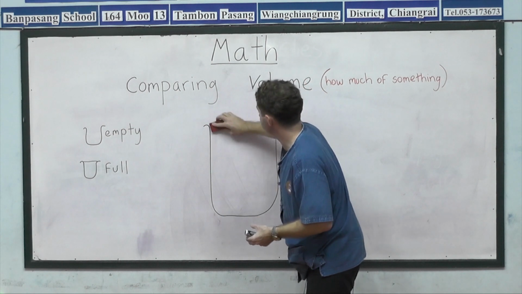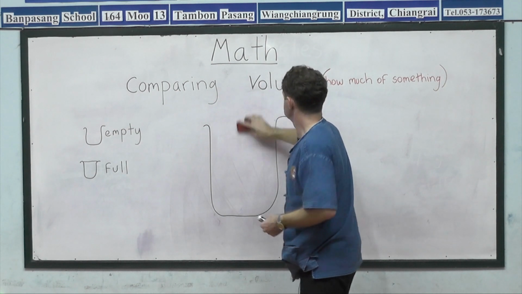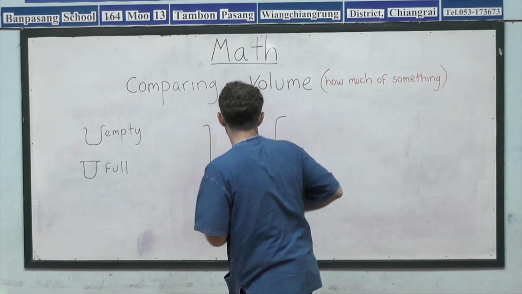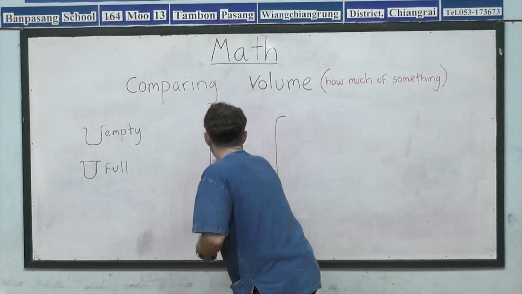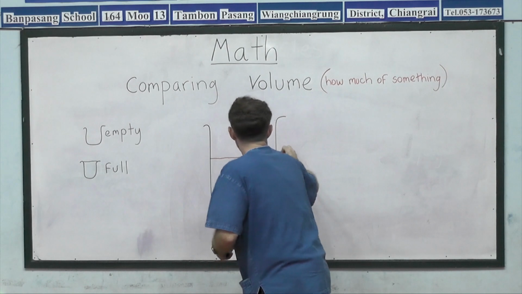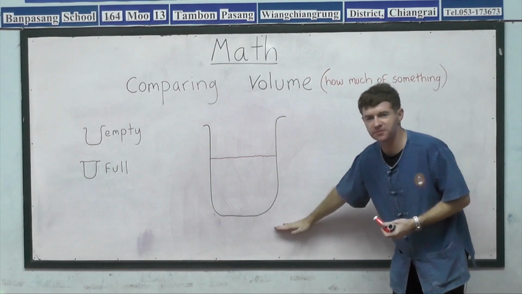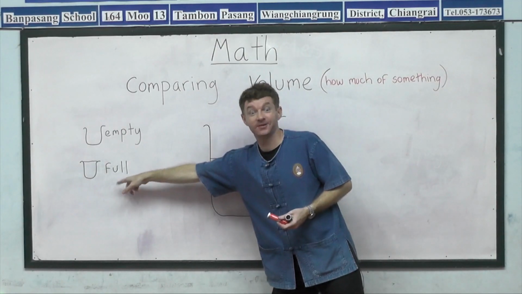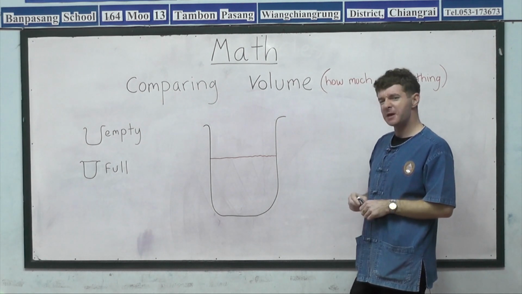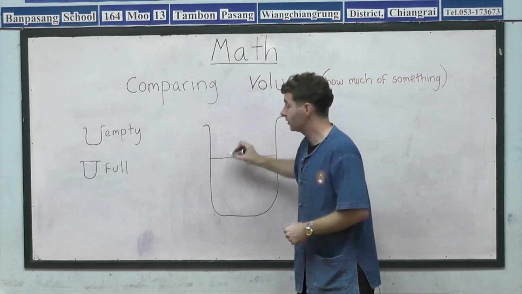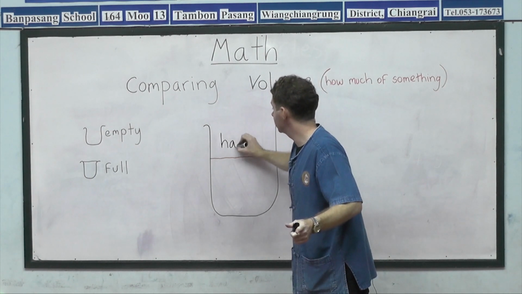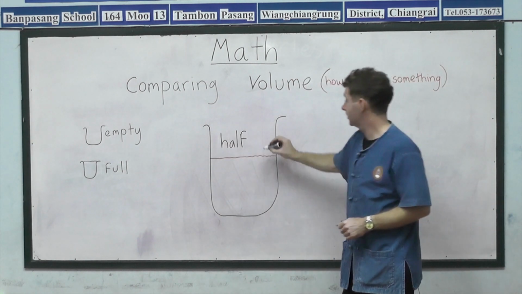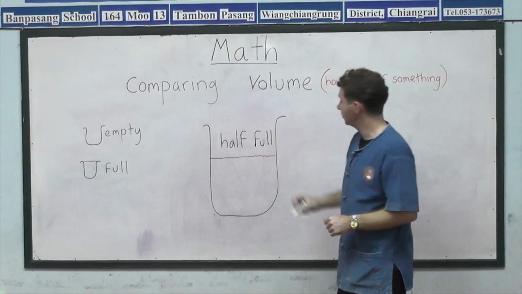And this time, there is less liquid in the container. Let me draw red for this. I think that's about right. It's not empty. It's not full. It's half. Half full. How do we spell half? H A L F. And then full. F U L L.